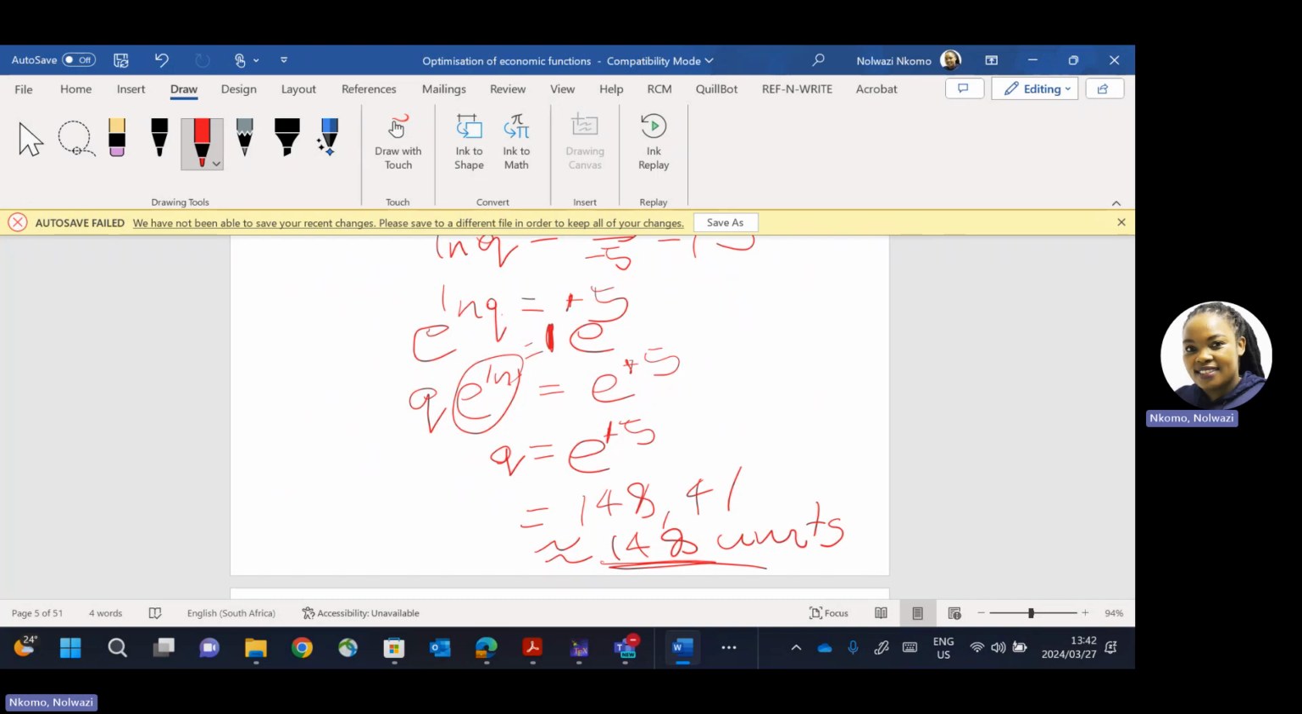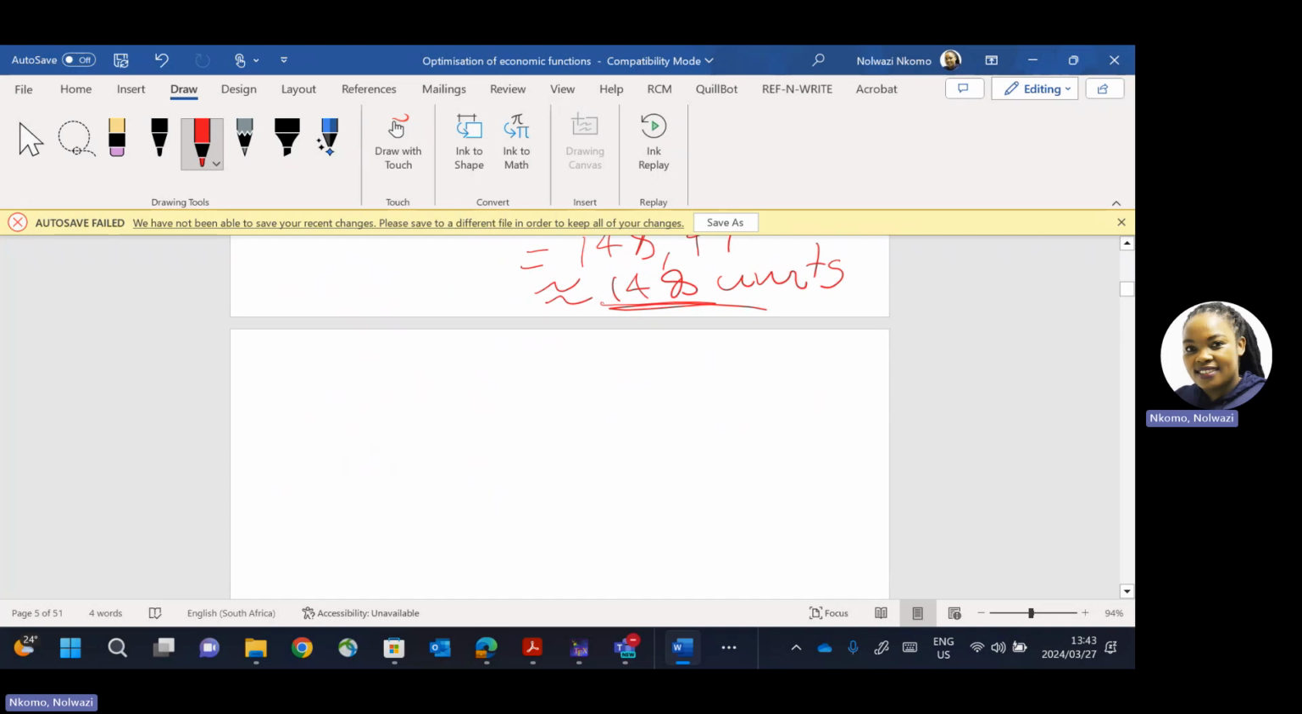We need to determine whether this turning point is a maximum turning point or a minimum turning point, because we need to know whether at this point 148 the total revenue is at maximum or minimum. So remember, to determine the nature of the turning point, you need to find the second derivative of the total revenue at that point, right? So that simply means we need to differentiate the marginal revenue, because the marginal revenue is the derivative of the total revenue.